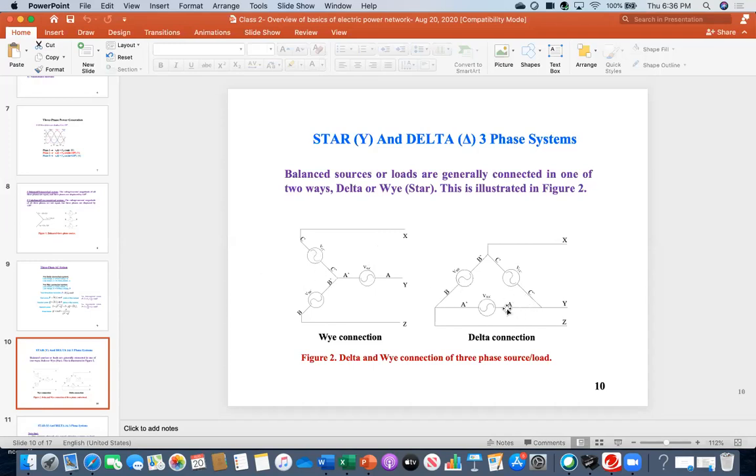Now the question is, what is the necessity of the delta? Clearly you understand that because the Y can have the neutral, you can use one phase and neutral. That is typical practice in our home, or in industry, 3 lines and neutral. But there is no neutral here. So how to use this one? Can you use this system at your home? No, because it does not have a neutral line.